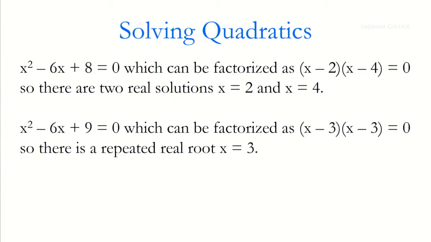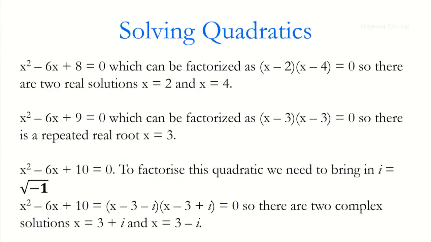And there's a repeated real root there of x equals 3. A slight modification again, x squared minus 6x plus 10 equal to 0. But if we're going to factorize that, we need to bring in i, the square root of minus 1, and then you can write x squared minus 6x plus 10 as (x minus 3 minus i) multiplied by (x minus 3 plus i). So there are two complex roots there, 3 plus i and 3 minus i.